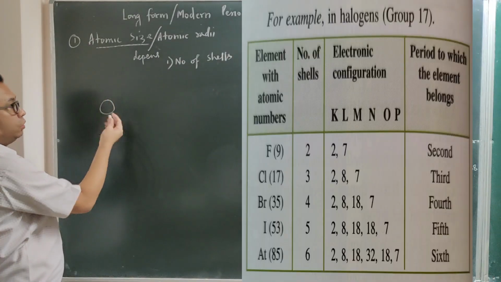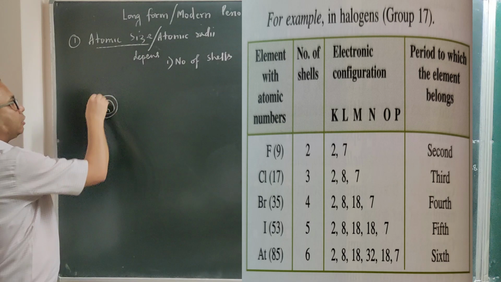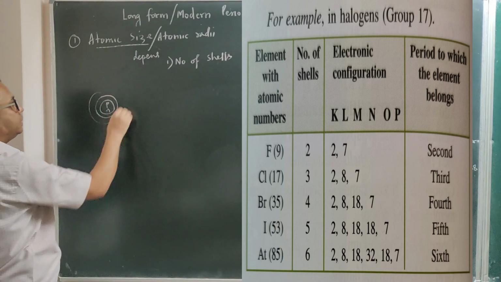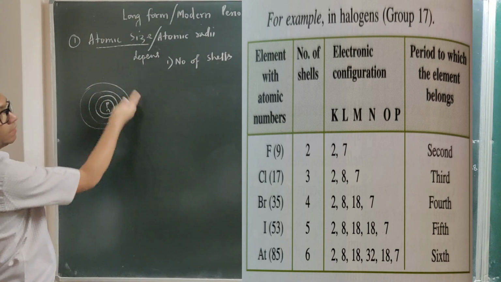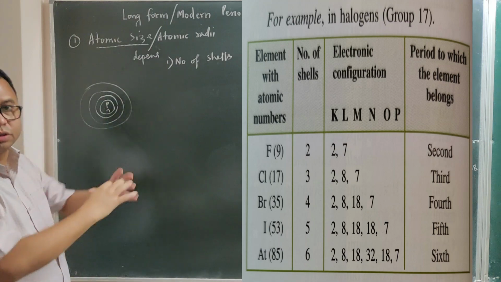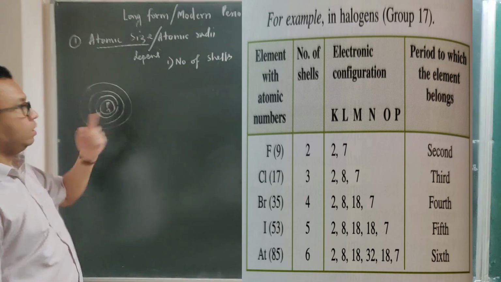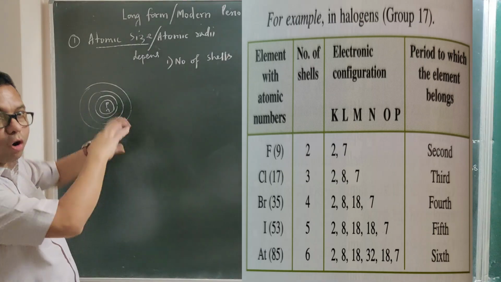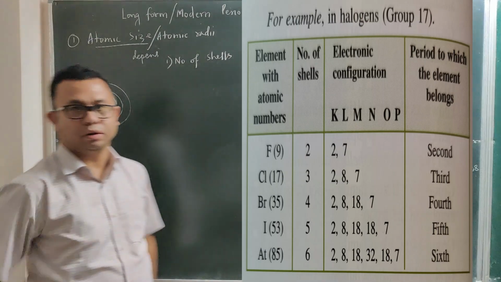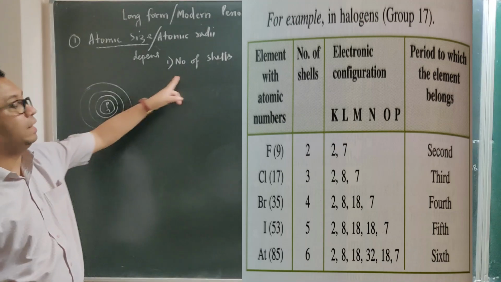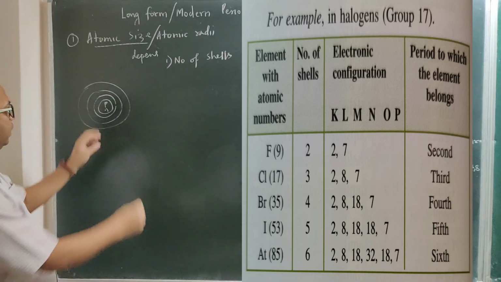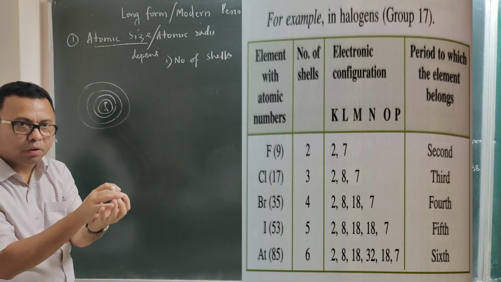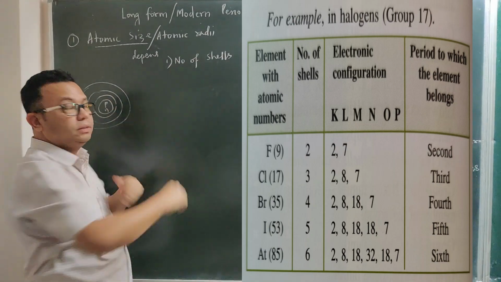If this one is a nucleus which contains protons and neutrons, here electrons are housed in shells. First shell, second shell, third shell. So here you can see in the diagram there are 3 shells. Some may have more than 3, some may have only 1. So that's why this line, the orbit on which the electrons actually revolve, is what we call a shell. How does it depend? Obvious: if only one shell, size is smaller, and if more shells, size will be bigger.